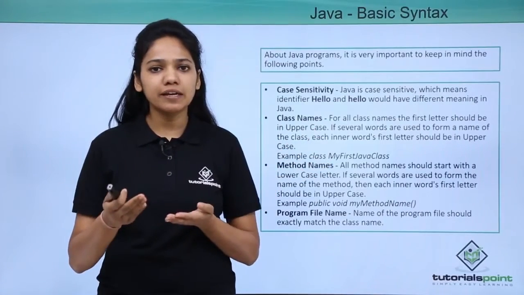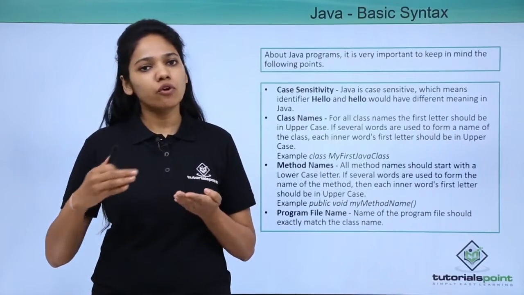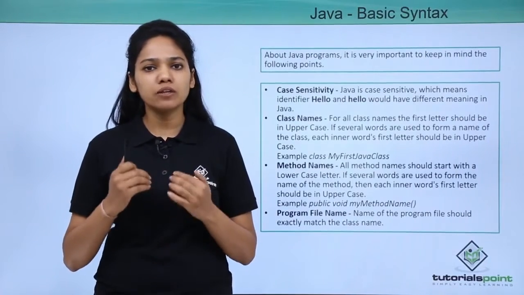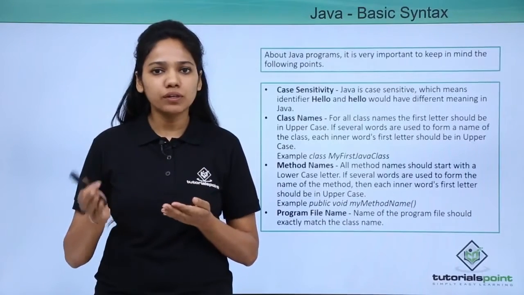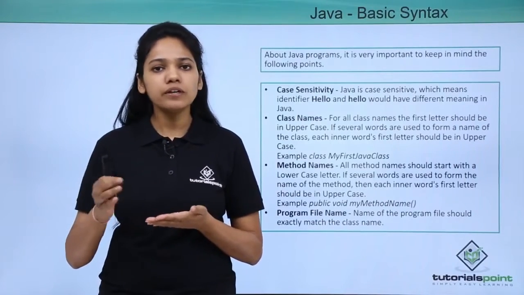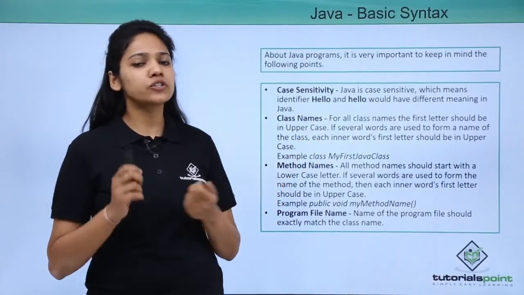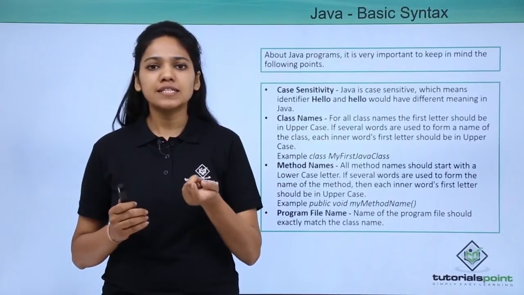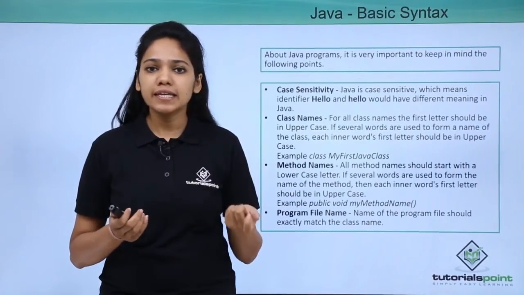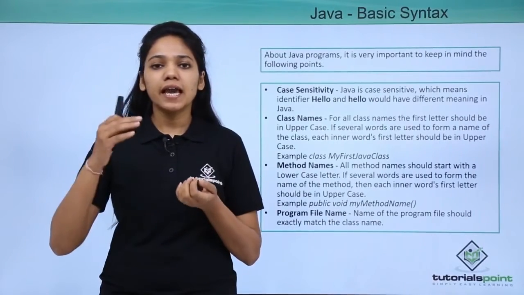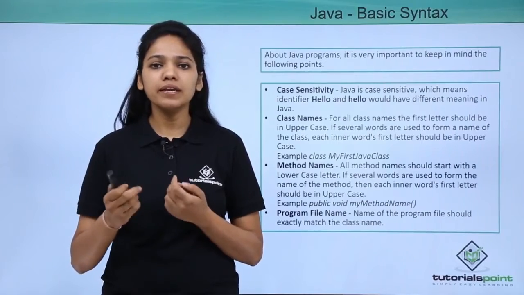And how do we write that? The first letter should be in lowercase, and the rest of the letters should also be in lowercase. But if the method name comprises several words, then each inner word should start with uppercase, while the first word remains lowercase. For example, sleepingHuman. In the case of sleepingHuman, S should be lowercase, and when you write the second word, Human, H should be capital.